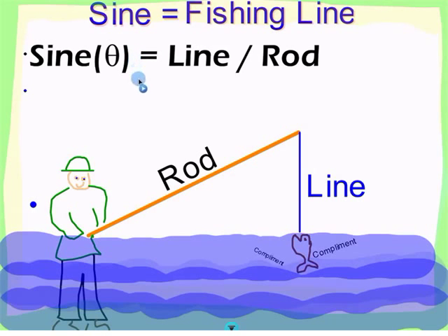Just a sort of daft way of remembering the sine function. It's like a fishing line, if you like. This is the hypotenuse, and this is the opposite side. So how much fishing line there is compared to how long the rod is.